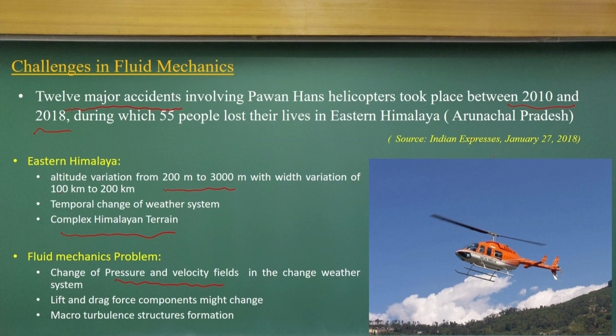When you have very complex Himalayan terrain, you can expect the weather to change drastically from time to time. As I visited the Tawang region in the eastern Himalayas, I saw personally that the weather changes within a few hours. The weather system is so dynamic, it changes from sunny weather to snowfall, and thunderstorm-type formations happen. So you have a lot of changes in the pressure and velocity fields. That is what we don't understand.